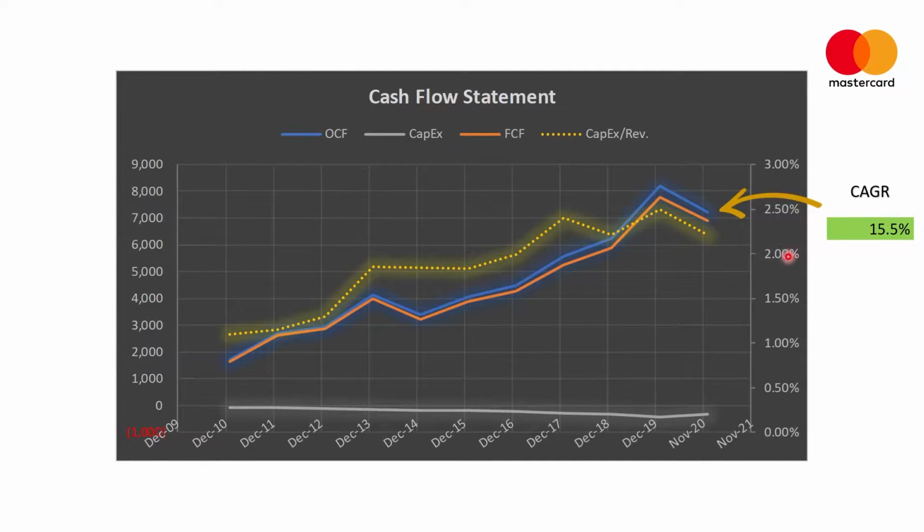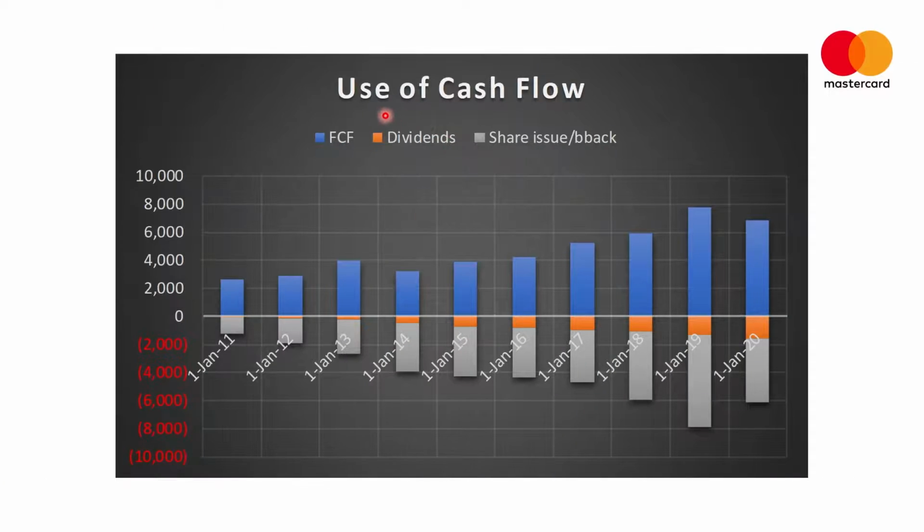And in terms of capital expenditures to revenue, even though they have been going up, they are in the 2 to 2.5% level now. The way they use cash, this is the free cash flow, the blue bars, and you see these are dividends and share issues or buybacks. You see that they are almost the same. Whatever they have in free cash flow, they use to pay dividends or for share buybacks. Normally, this has been the case. They give back most of the free cash flow to shareholders.